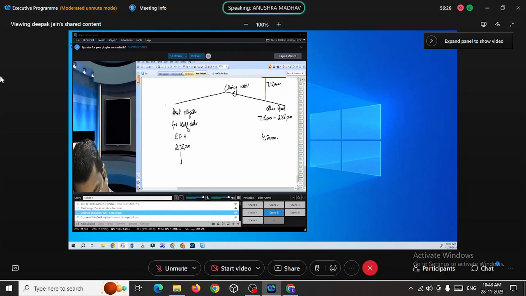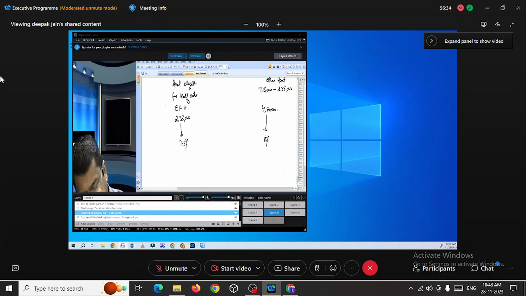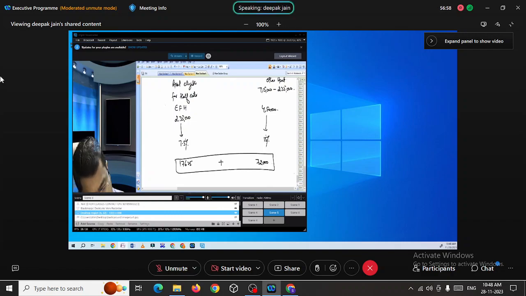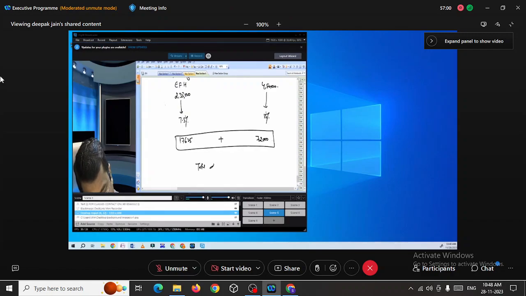Yes. Half rate of depreciation 7.5, normal rate of depreciation 15%. 235 into 7.5%, 17625 plus 480 into 15%, 72,000. So total depreciation 89625.